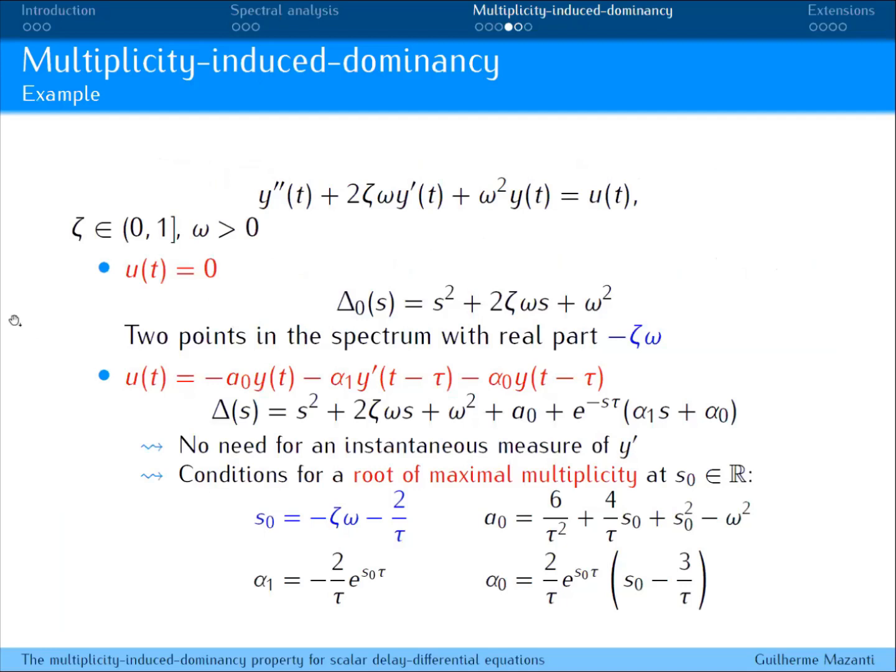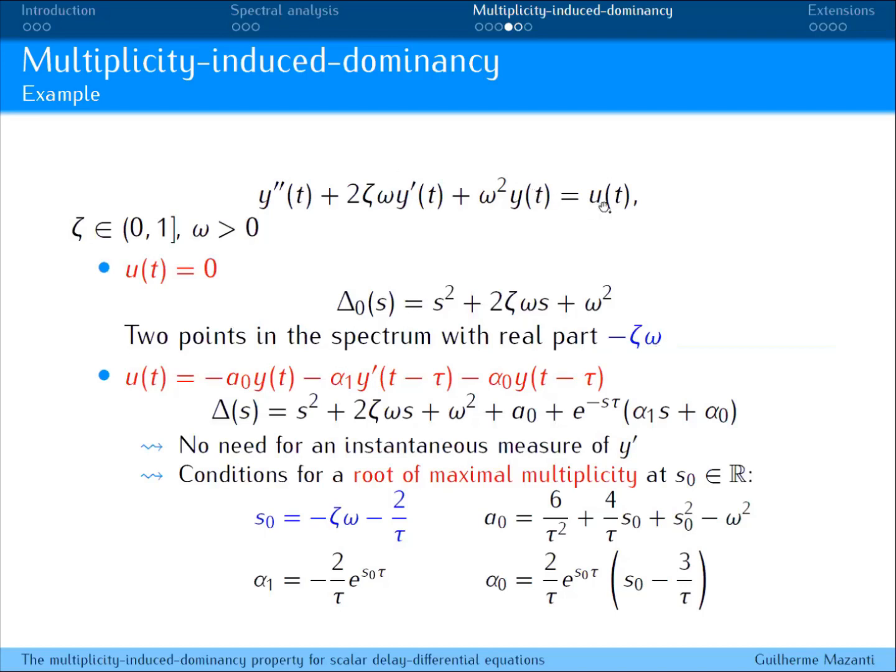So assume, for instance, that I have an equation like this. So this is just a damped oscillator. Here zeta is between 0 and 1, omega is positive, and so I have here the equation of an oscillator with a control term u of t. If I do nothing, so if I take just u equal to 0, the characteristic function of this problem is just this polynomial here, which has two roots, which have real part minus zeta omega. And so in particular, they have negative real part.